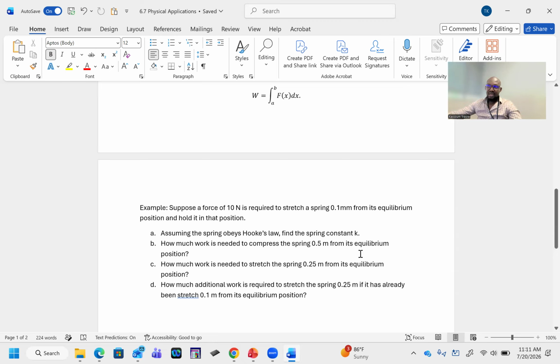C. How much work is needed to stretch the spring 0.25 millimeter from its equilibrium position. And D. How much additional work is required to stretch the spring 0.25 meter if it has already been stretched 0.1 meter from its equilibrium position. So let's go ahead and solve this problem.